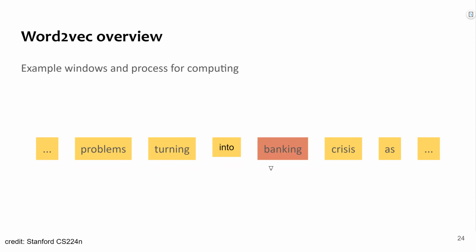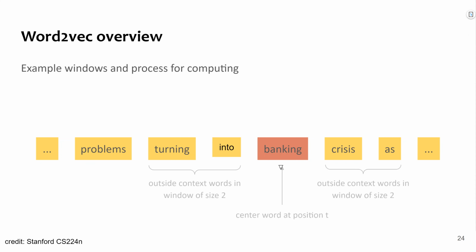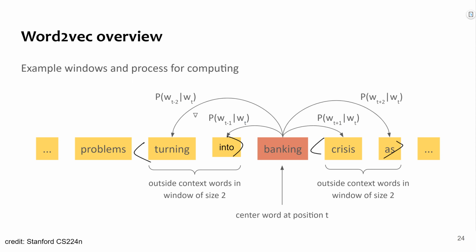In the next step, now "banking" is the center word. We are going to consider these context words, calculate these probabilities, and increase these probabilities by modifying the word vectors. This is the basic idea.